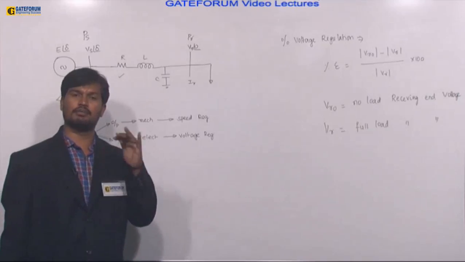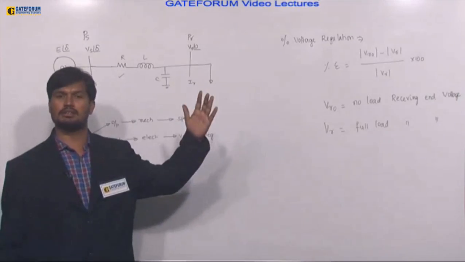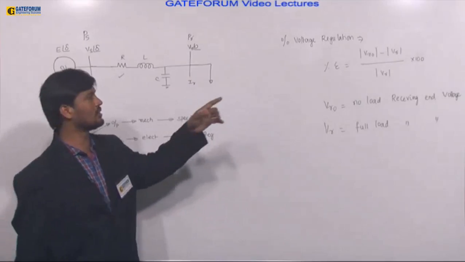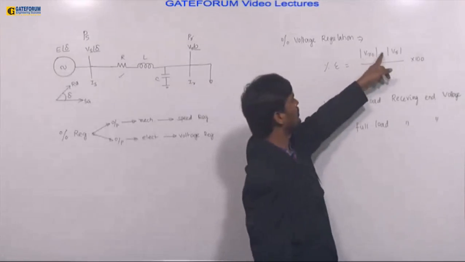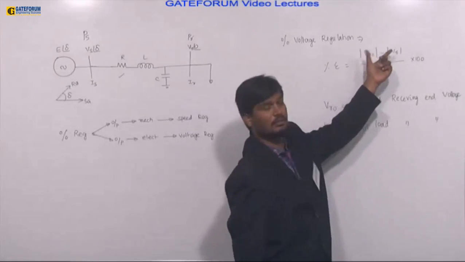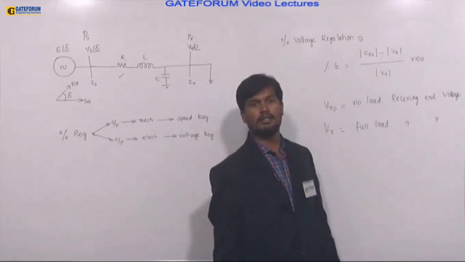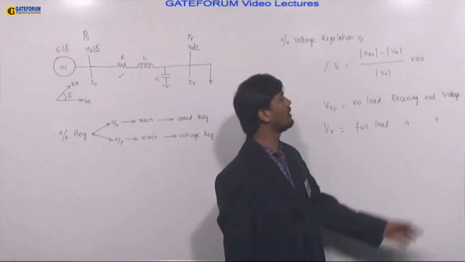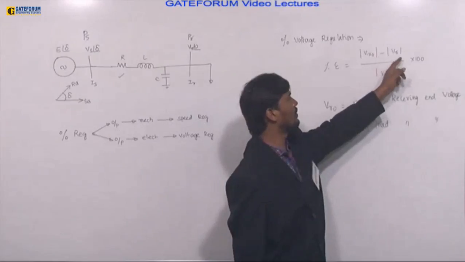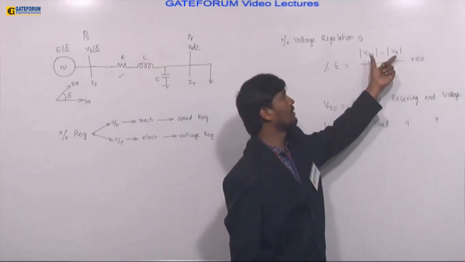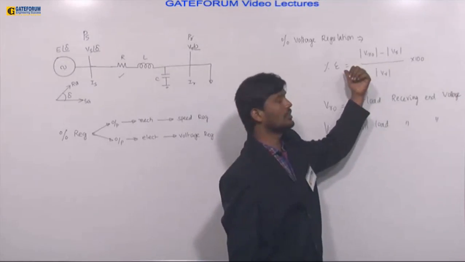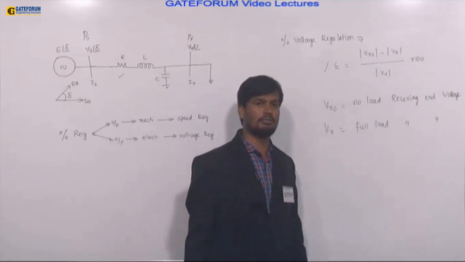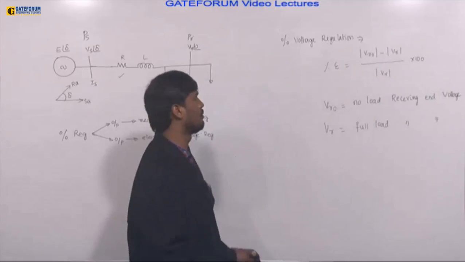If the change of voltage from no load to full load is large, the regulation is also large. The difference is more, regulation is more. There is a poor voltage at the load point. If the change of voltage from no load to full load becomes less, the difference is less, regulation is less, there is a better voltage at the load point.